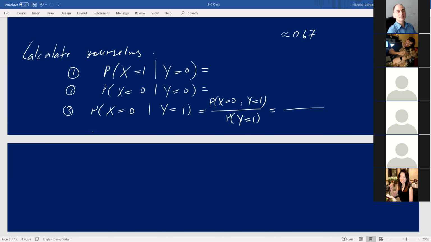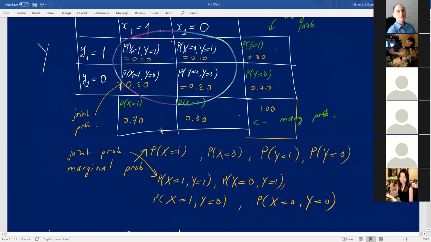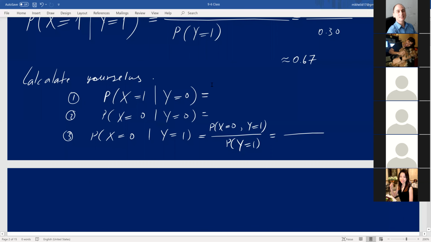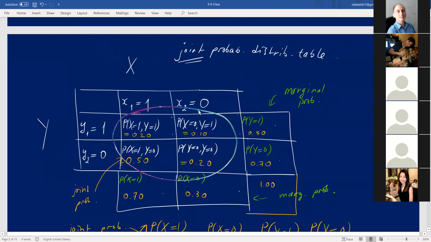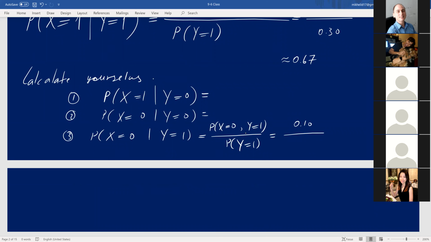And you have this in the table, because if you go up, the probability x equals 0, y equals 1 is this, right? So 0.10. So you write here 0.10, and then what's the probability of y equals 1? 0.30. And whatever you get here will be the answer.